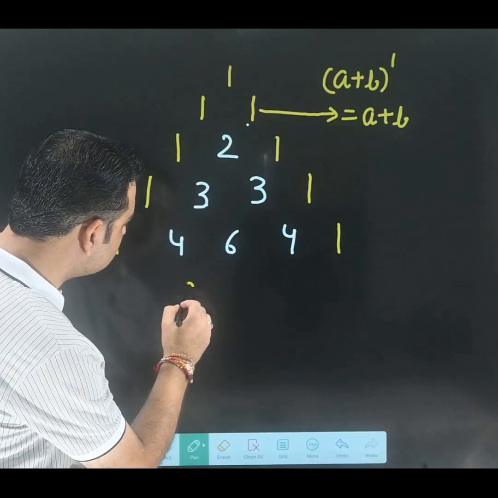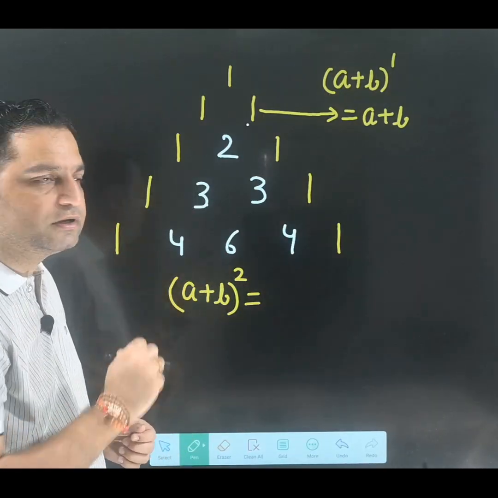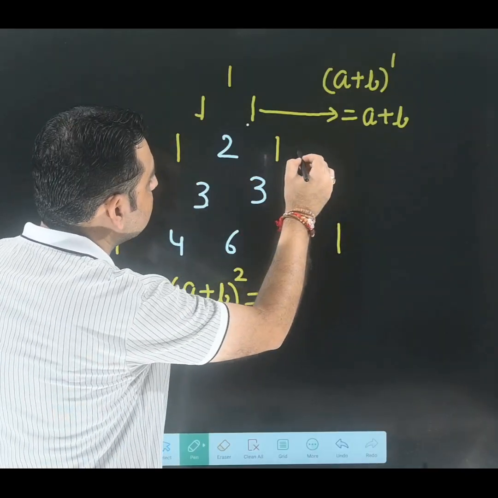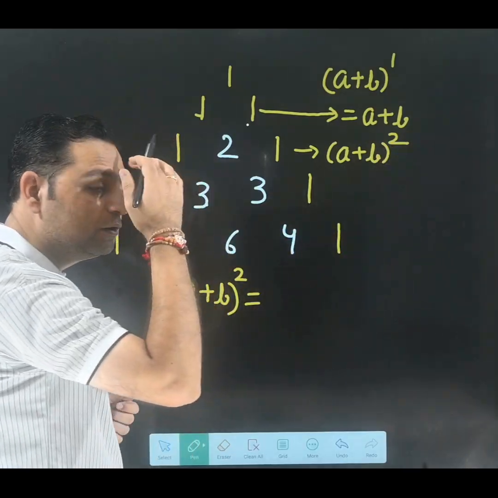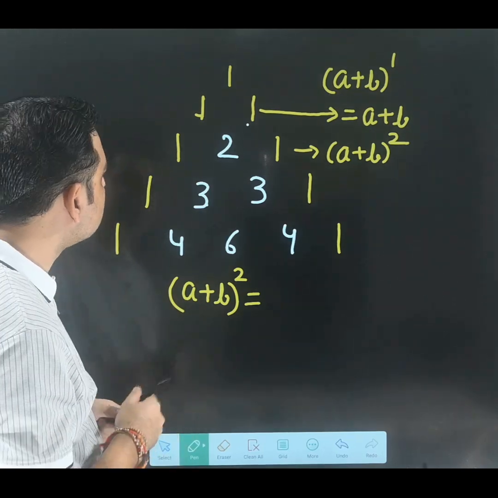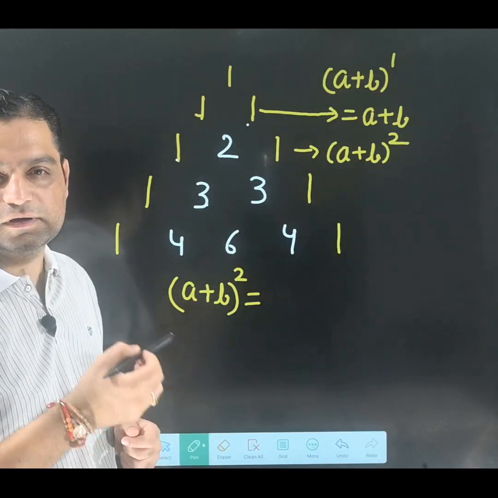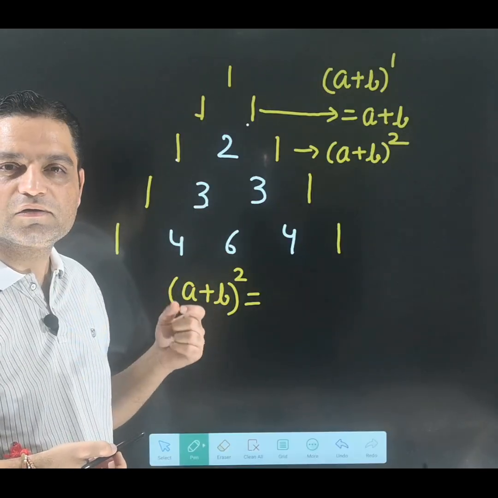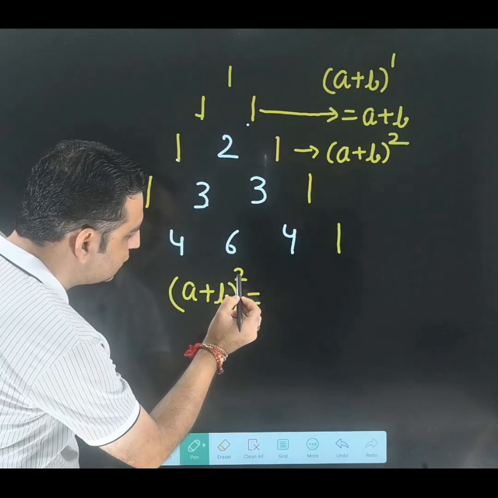Then if I start writing (a plus b) square, please focus very carefully. This first line represents a plus b. This third row represents (a plus b) whole square. Now the question is, sir, how does it represent? Try to understand. Actually, these 1, 2 and 1 are the coefficients written for each term after expansion. Coefficients.